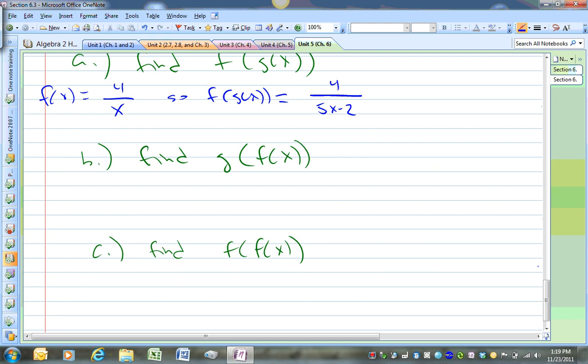For part b, g of f of x, remember g of x equals 5x minus 2. So g of f of x, we have 5 times 4 over x minus 2. So it's 20 over x minus 2.